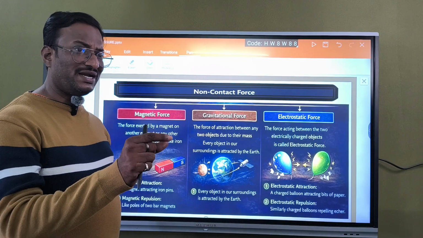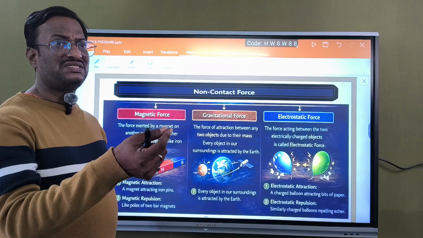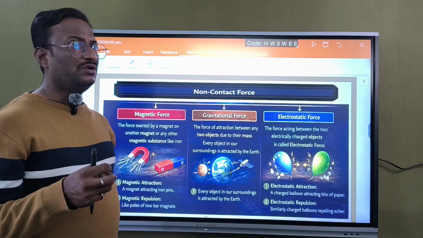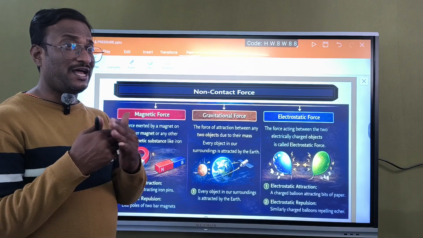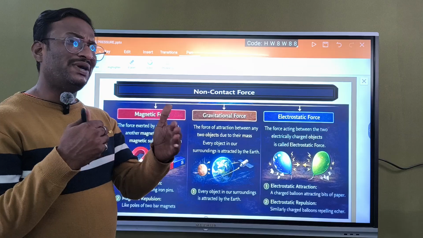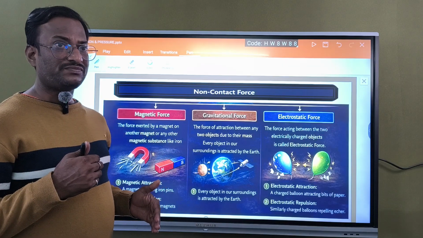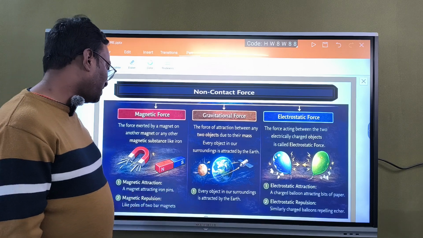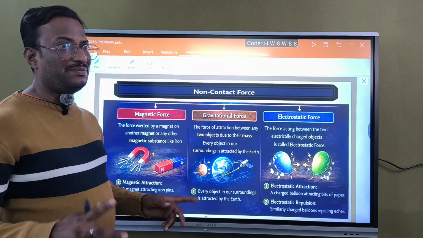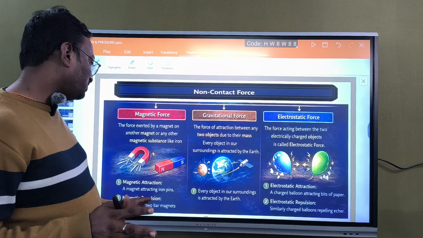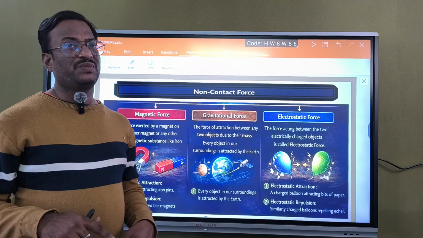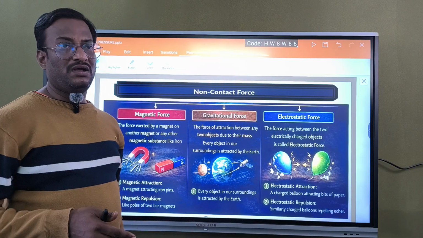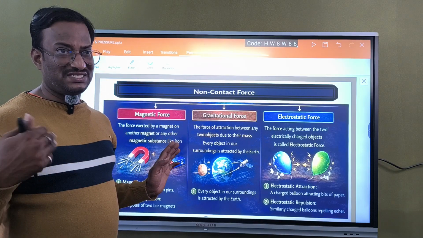If you place a magnet near steel pins, hairpins or iron particles, they will be attracted. Though they are not in contact, they are somewhat far away from each other, they will still attract. That is what we call magnetic force. A magnet attracts iron pins. Like poles means similar poles: similar poles of two bar magnets will repel. If there is a north pole, they will try to move away. We are going to get the chapter on some magnetic properties in this class only.